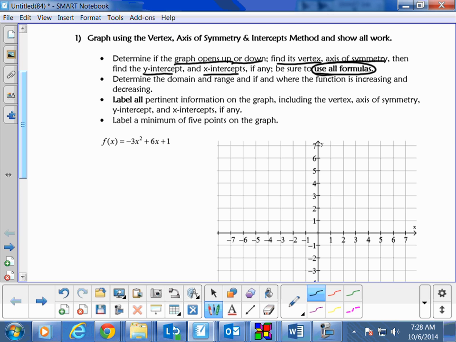Now, as far as whether it opens up or down, remember, this is A, B, and C. If your A is less than 0, then it's going to open down. That means that if it's greater than 0, it would have opened up. In this case, we open down because my A value, my very first value in that quadratic, is less than 0. Now, to find the vertex, there is a formula.